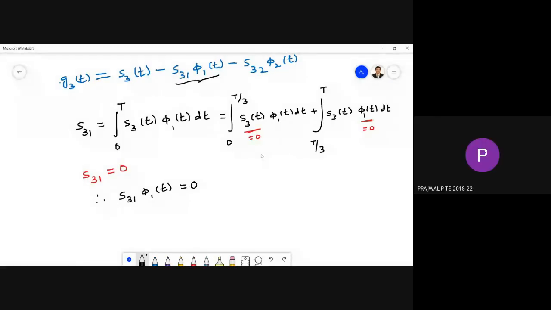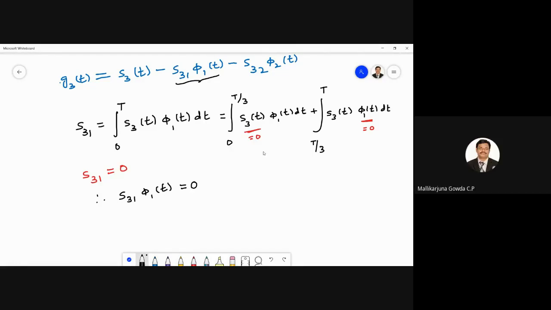S2 was from 0 to 2t by 3 and phi 1 of t was from 0 to t by 3. So we took only from 0 to t by 3. Even if you take two limits, S2 of t exists from 0 to 2t by 3, so one limit is from 0 to t by 3, and then another limit is from t by 3 to 2t by 3.